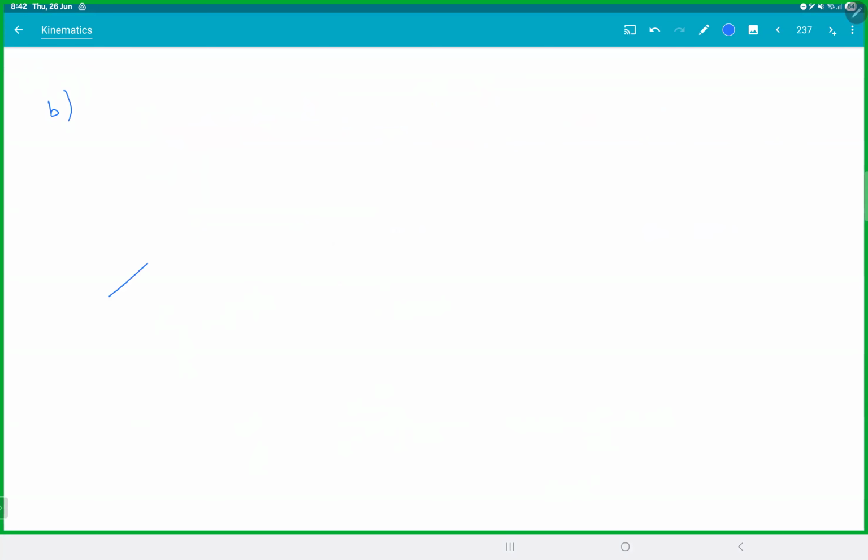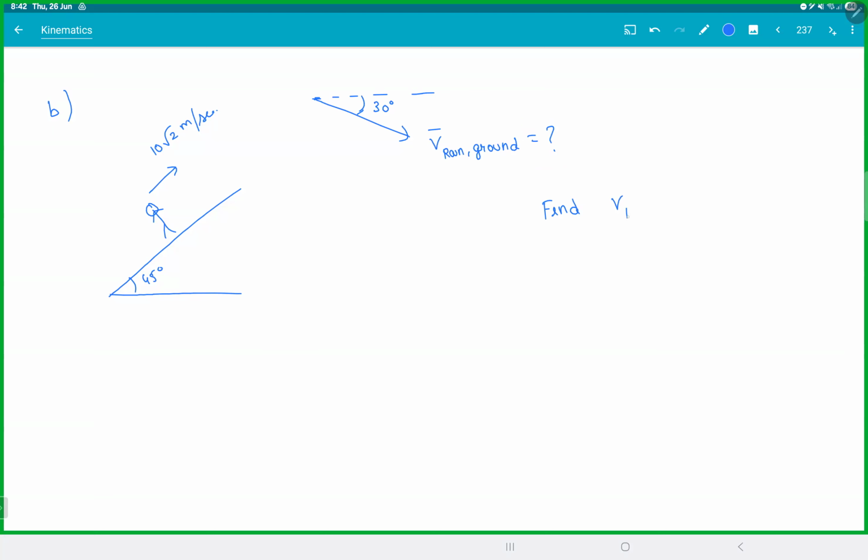Let's say 45 degrees. The man is walking like this with 10 root 2 meters per second. So the man is walking at an incline. The rain is falling with speed v here at an angle of 30 degrees. So this is the velocity of the rain with respect to the ground. That is the actual velocity of the rain, which I don't know, which is not given. So the question is this. Find velocity of the rain if the man sees the rain falling vertically.